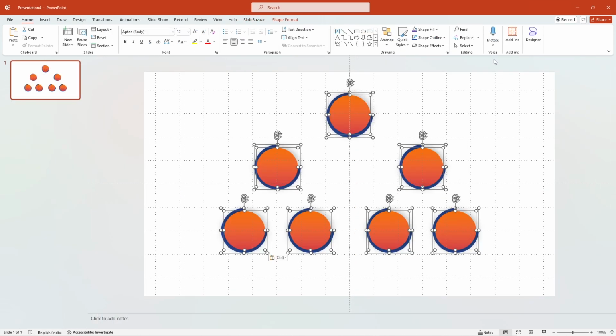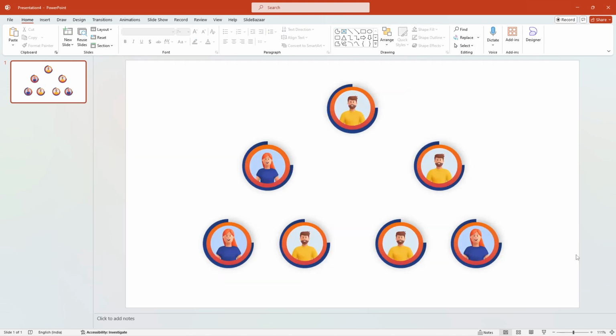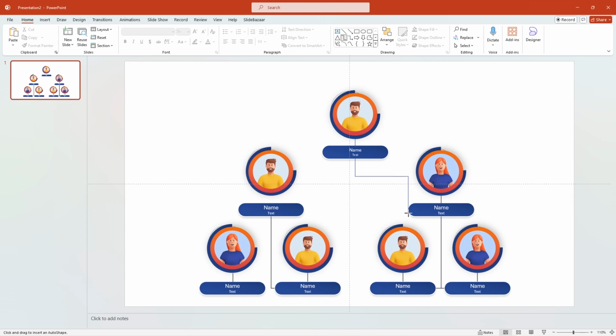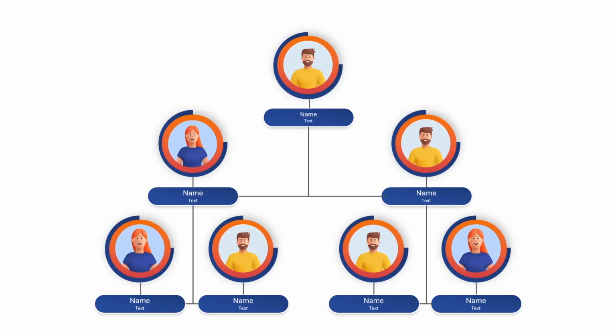Finally, add design elements as you need, including text below the placeholders, and connect the elements using lines or elbow lines. And you should have your org chart ready.